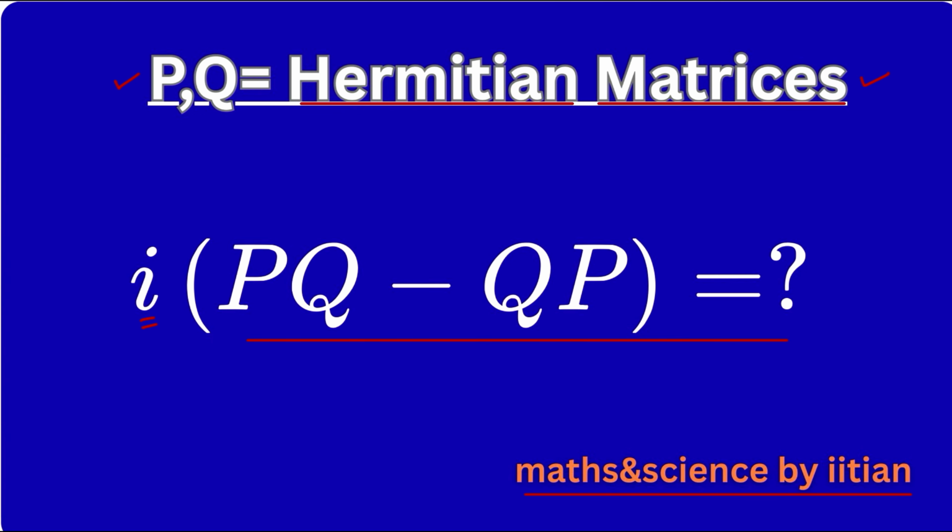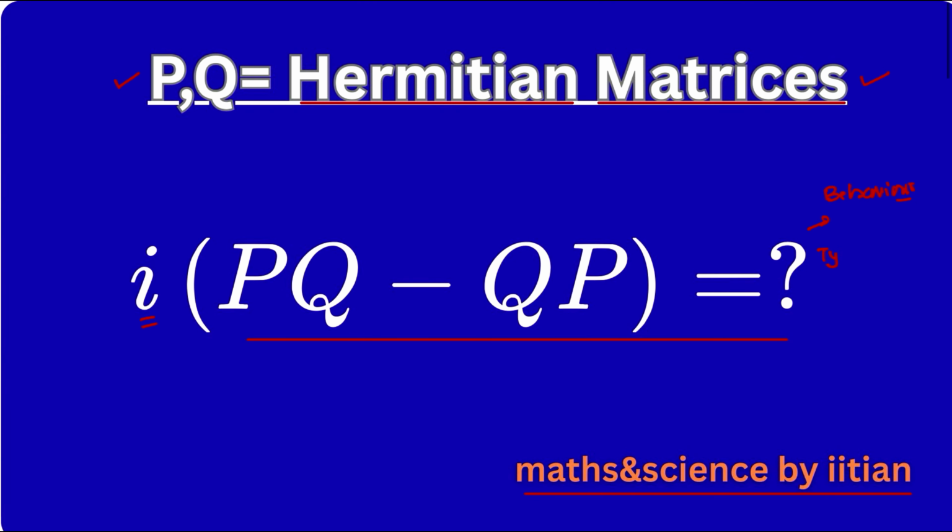How much means what is the behavior? Not how much, it is the behavior. What is the behavior? Whether it can be again a Hermitian or whether it can be a skew Hermitian. What type of matrix will it be? We have to discuss that.